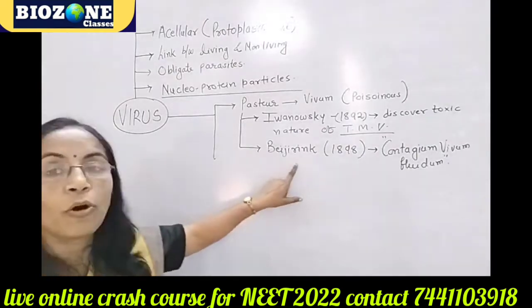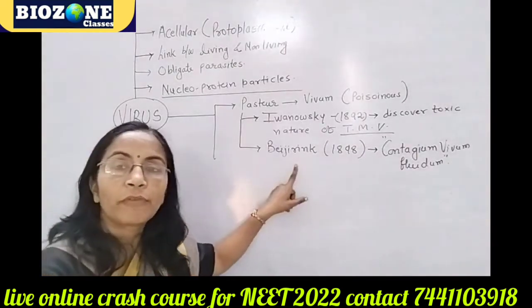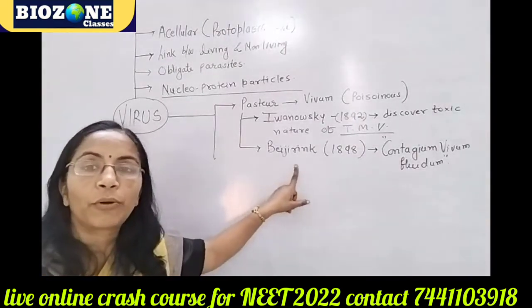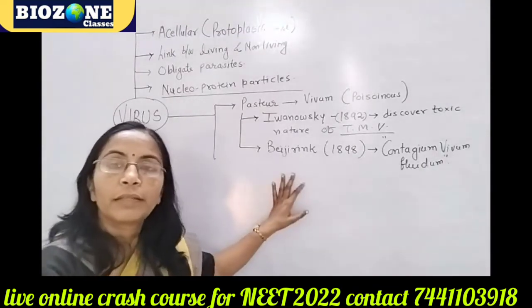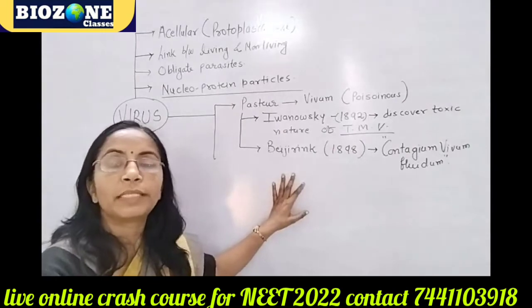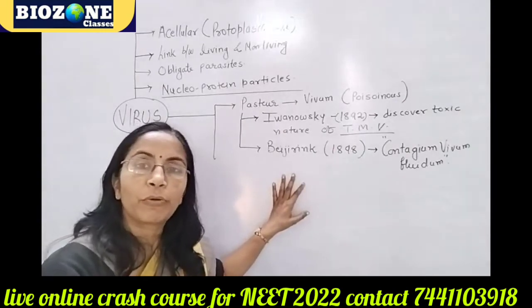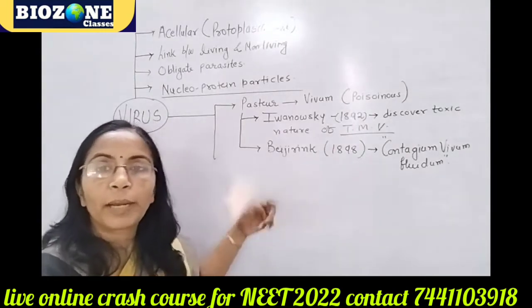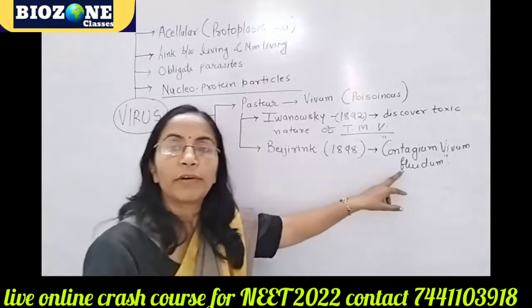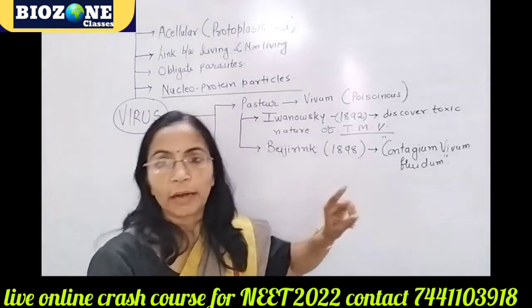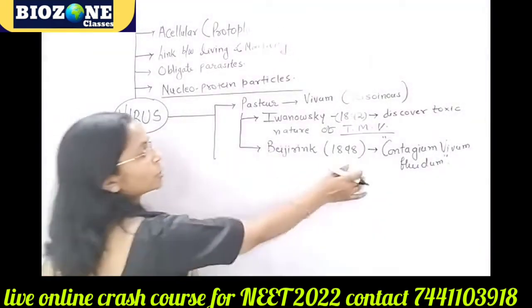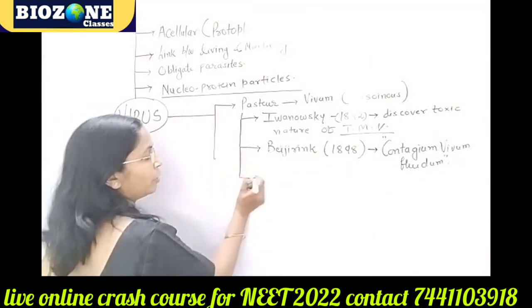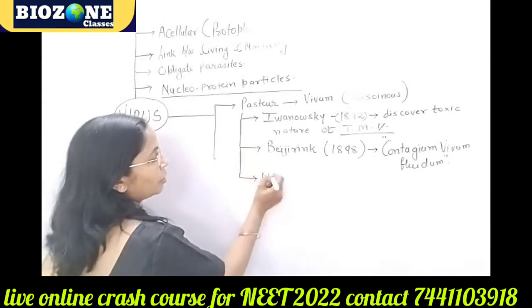So Beijerinck observed that when the extract of an infectious tobacco plant was sprayed on a healthy tobacco plant, then the same symptoms and same diseases appeared on the tobacco plant. Okay, and that's why he provided the concept of contagium vivum fluidum. It is written in Latin in italics, so remember that part.